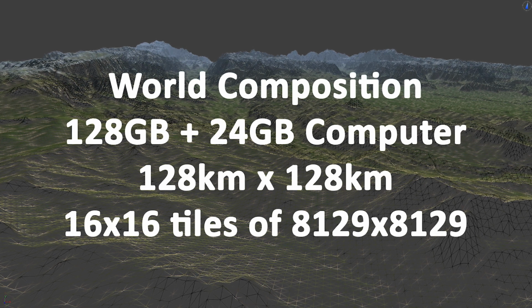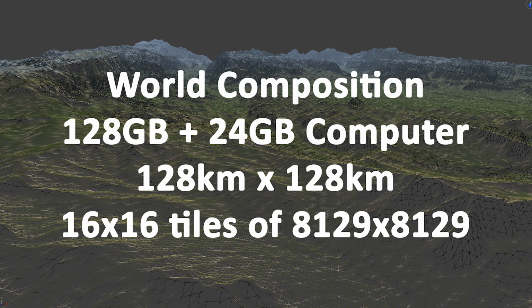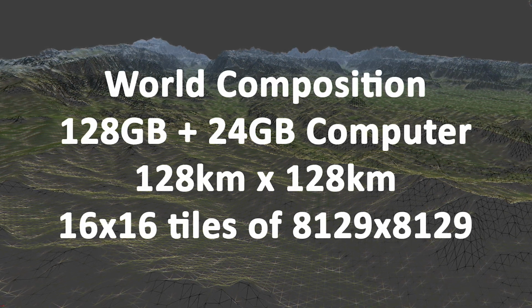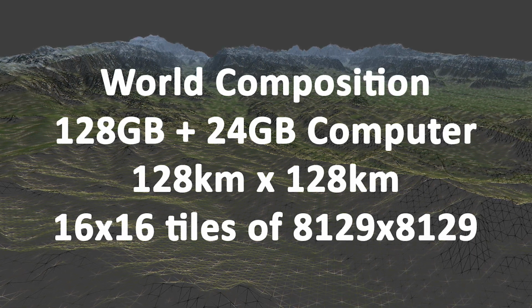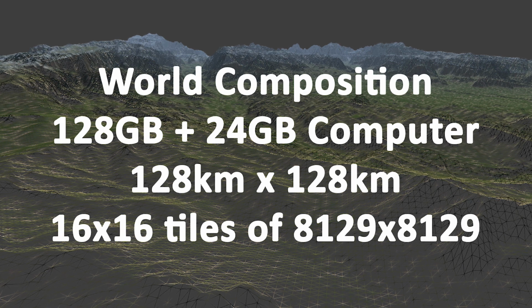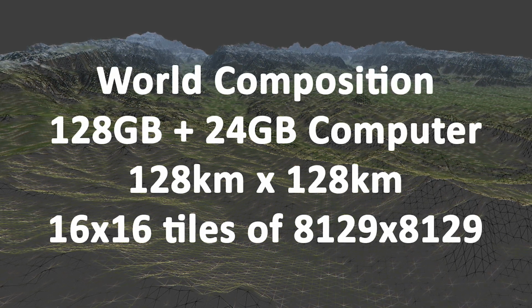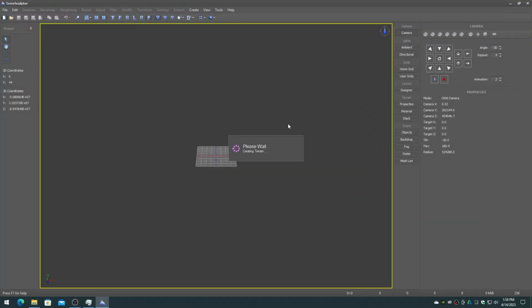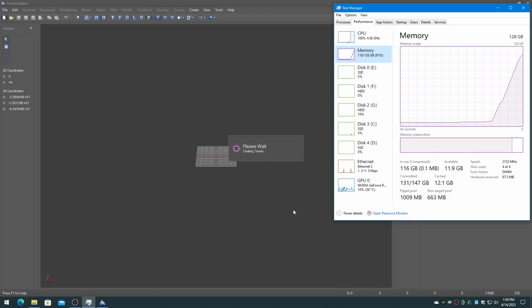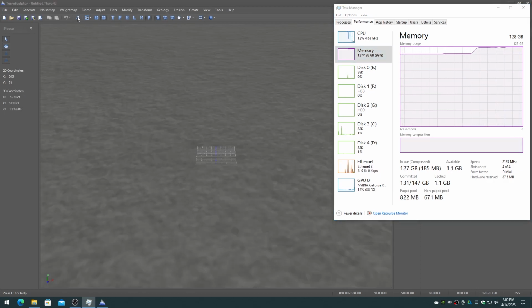With a computer with 128 GB of memory and a 24 GB GPU in World Composition mode, you can easily import a world that is 128 km by 128 km, which is 16 by 16 tiles of 8129 by 8129, or larger. The largest height map that TerreSculptor can create with 128 GB of memory is 180,000 by 180,000. So a 180 km by 180 km world can be easily created in World Composition with 128 GB of memory.